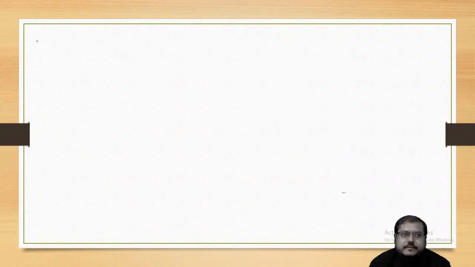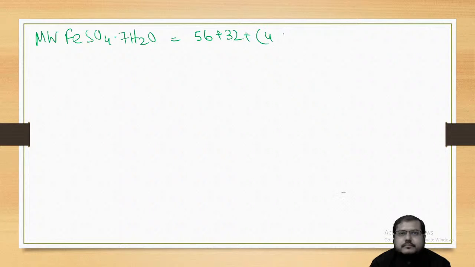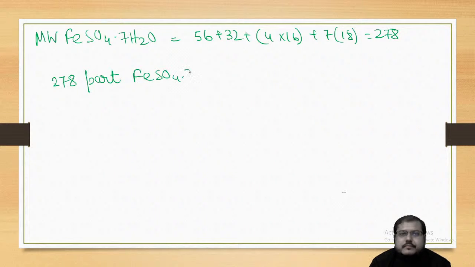So here, the molecular weight of ferrous sulfate, we need to find out: 56 plus 32 plus ... comes 278. So 278 part ferrous sulfate.